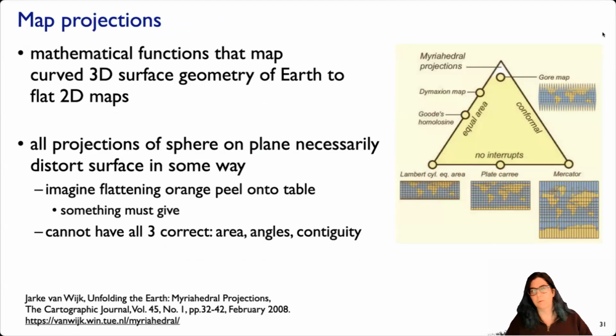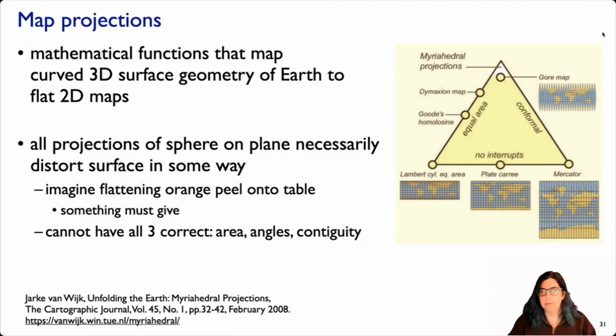Okay, so let's move on from families of visual encoding approaches to just thinking about the entire idea. But wait, how do you draw that map in the first place? And that brings us to map projections. So a map projection is some mathematical function that maps from the three-dimensional surface of the Earth, which is a curved surface in three-dimensional space, onto a flat two-dimensional plane for a flat map.